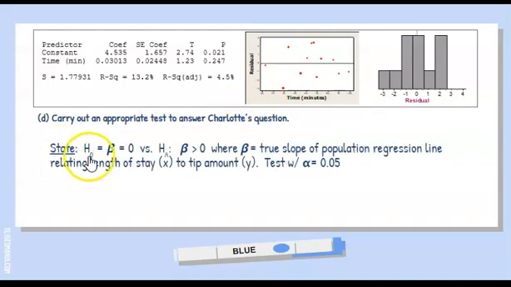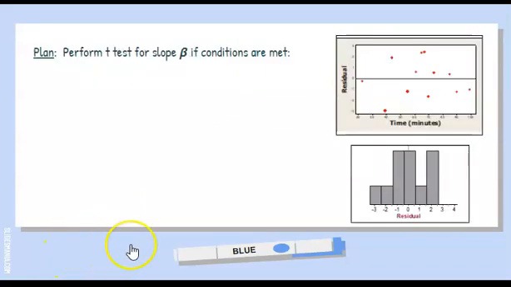So in our state step, we'd say the null is that beta is equal to 0 versus that beta is greater than 0. Because we say greater than 0 because we think that the more time they spend at the buffet, the higher the tip. That would mean a positive association, so we would show it in this way, greater than 0. And then we define what beta is. It's the true slope of the regression line relating length of stay to the tip amount. And we're going to test with an alpha of 0.05. Okay, I'm going to walk you through the plan step.